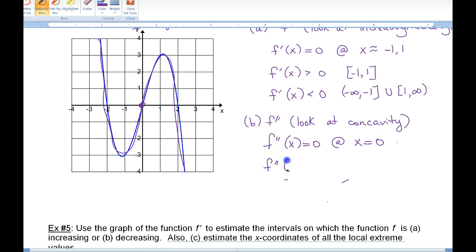F double prime of x is greater than 0 where it was concave up. Looks like it was concave up from negative infinity to 0. Remember, we always use parentheses for the concavity. For increasing and decreasing, we can use brackets. And then the second derivative is less than 0 where it's concave down, and we can see here it's concave down from 0 to infinity.